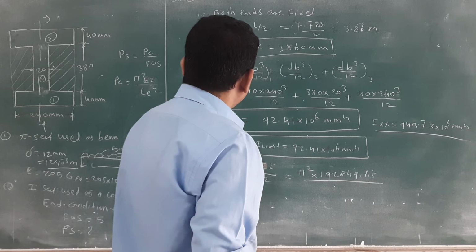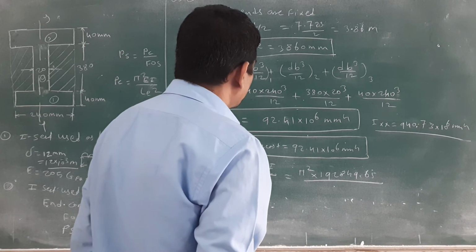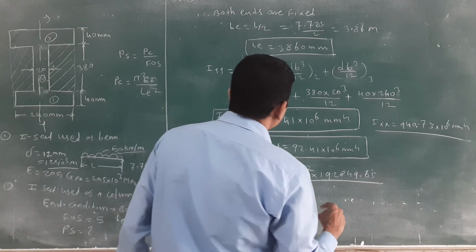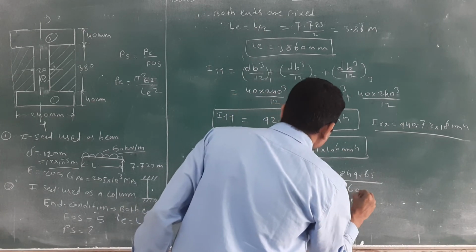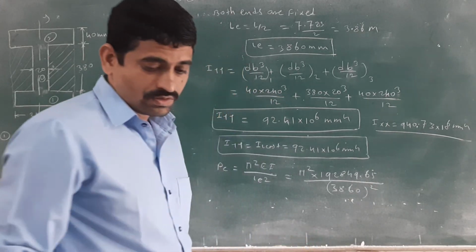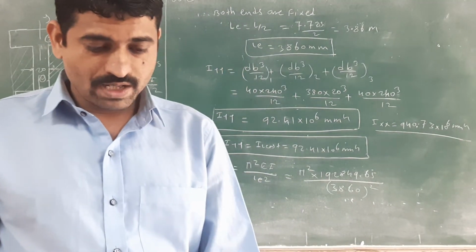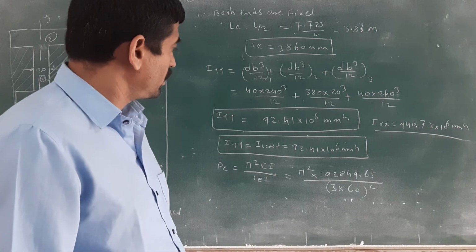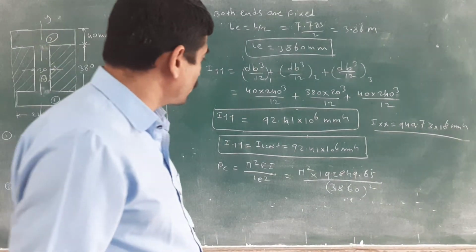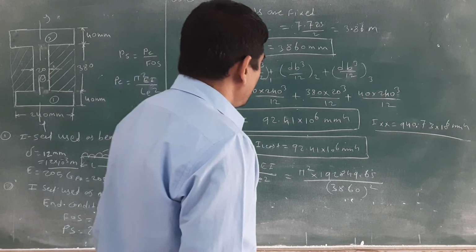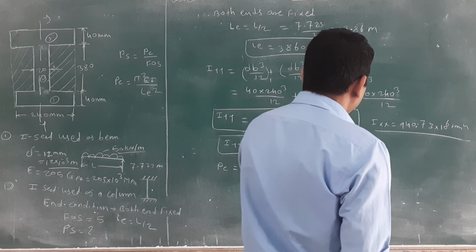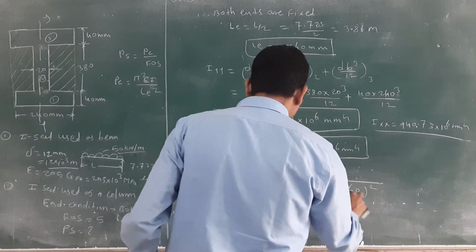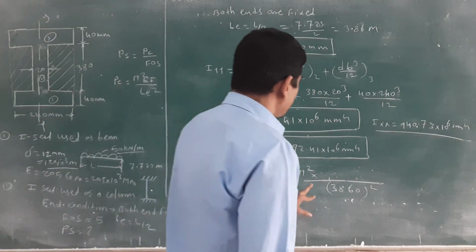Then LE square, what is the LE square again? 3.86 is there, na? Check that. PC is equal to 3.86 square is there. So check that value, you will get the same value. This is 92.41 into 10 raised to 6. This value we have calculated in kilonewton meter square, but here we have taken it in mm square.